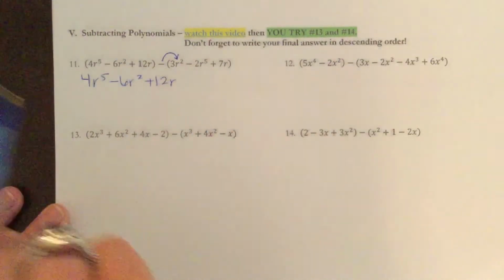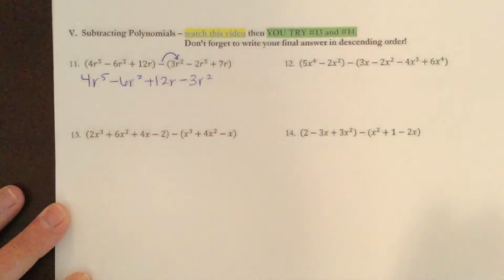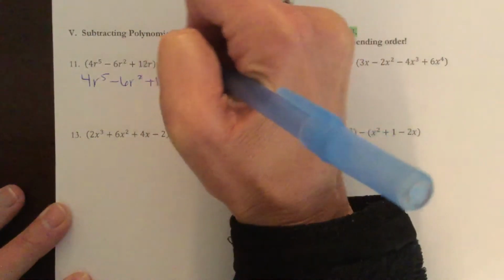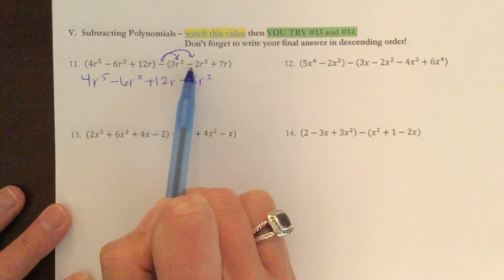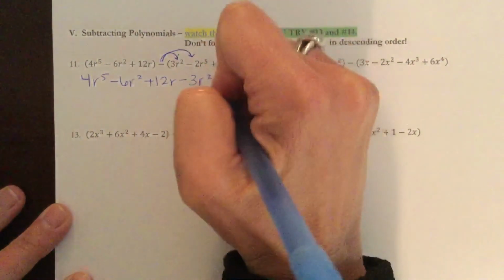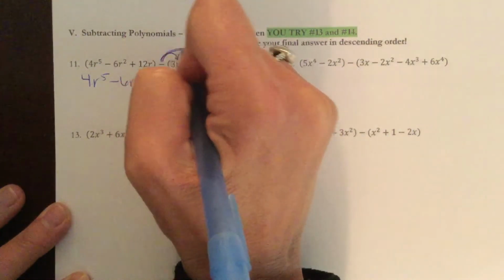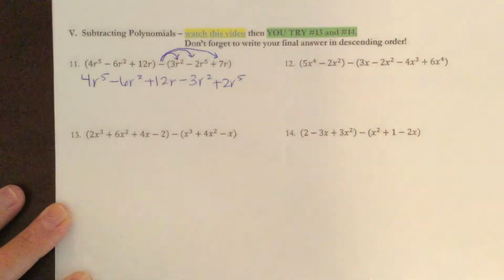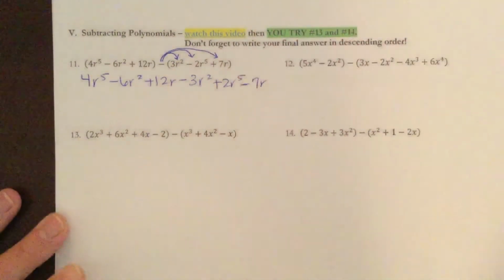Taking away or distributing a negative to 3r squared would give me negative 3r squared. Distributing the subtraction, or the negative, to the negative 2r to the fifth, a negative times a negative, becomes a positive 2r to the fifth. And finally, that subtraction sign also gets distributed to the positive 7r, making that become a minus 7r.